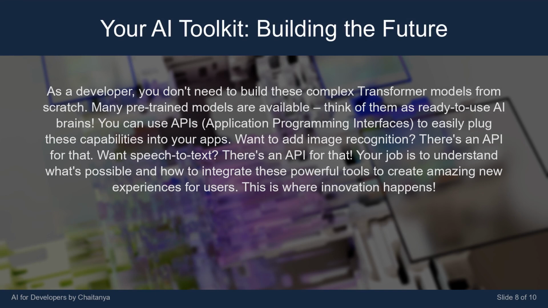As a developer, you don't need to build these complex transformer models from scratch. Many pre-trained models are available. Think of them as ready-to-use AI brains. You can use APIs, application programming interfaces, to easily plug these capabilities into your apps. Want to add image recognition? There's an API for that. Want speech to text? There's an API for that. Your job is to understand what's possible and how to integrate these powerful tools to create amazing new experiences for users. This is where innovation happens.